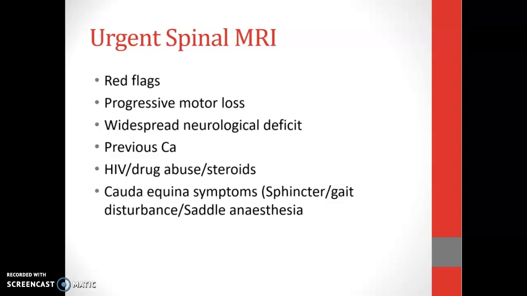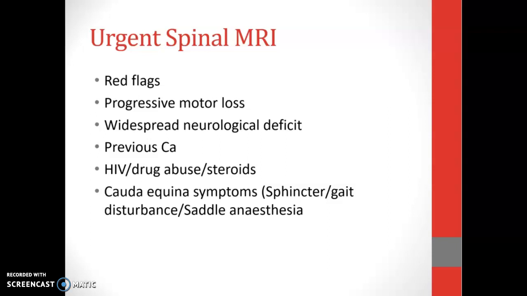If there was any suspicion of red flags, progressive motor loss, any widespread neurological deficit that included upper limb and lower limb, previous history of cancer. So thinking about the most likely areas of the body where people have had cancer that metastasise most frequently to the spine, it might be worth pausing here and having a think about and having a research of those areas that most commonly metastasise to the spine if you have had cancer.